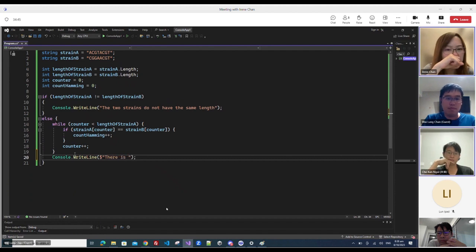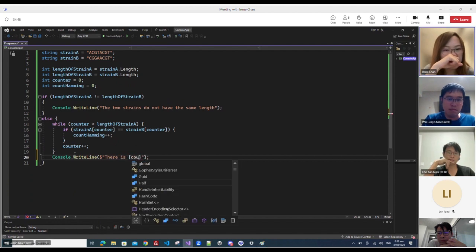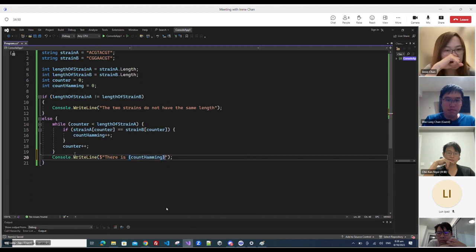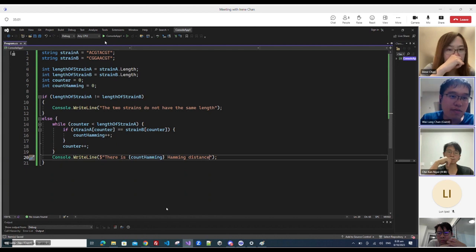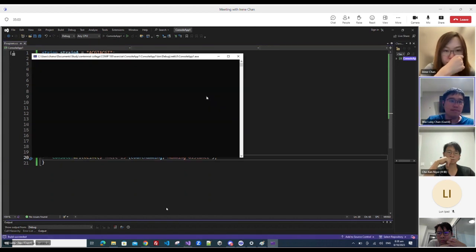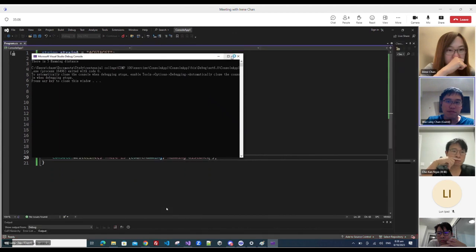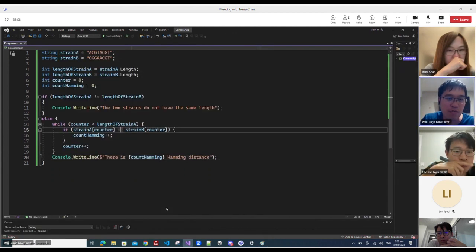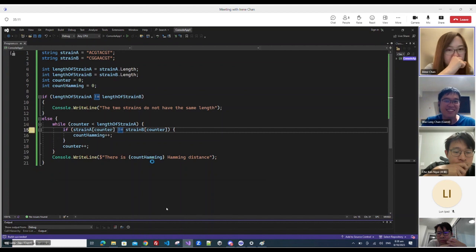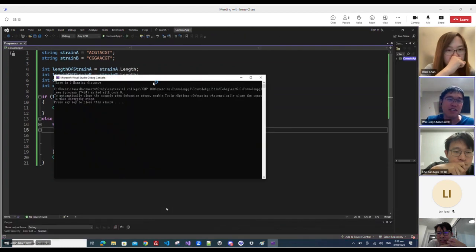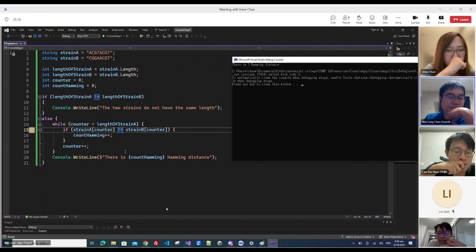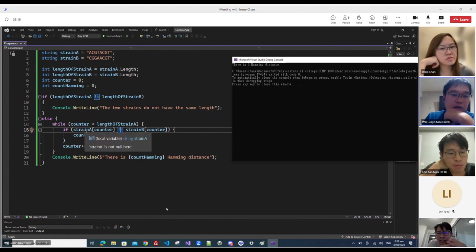Counter less than the length of string A, if string A at counter equals string B at counter. If it is as expected, it will get 3. Oh no, I did it wrong, sorry. The other way, right? Yeah, it should be on the other side. Yeah, 3 for this code.